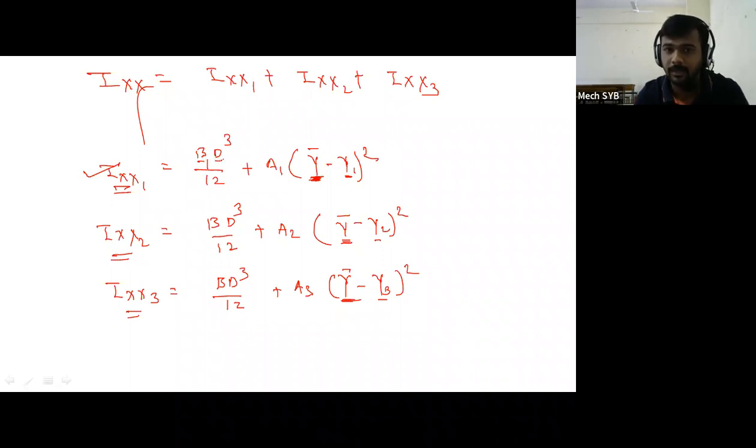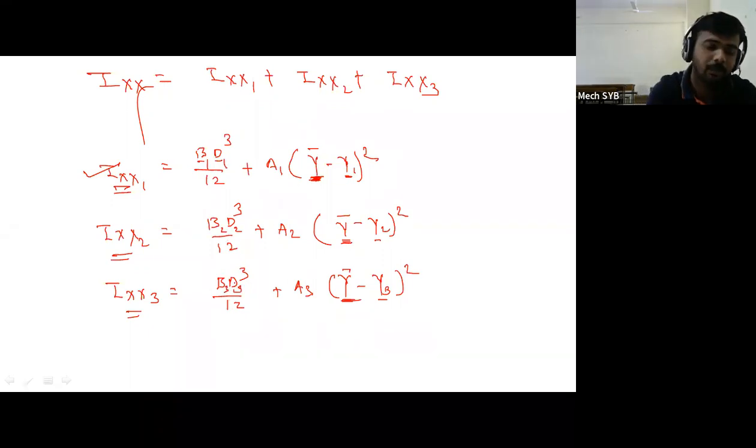Capital B1, capital D1, capital B2, capital D2, and capital B3 and capital D3. Means it will be again more simplified.